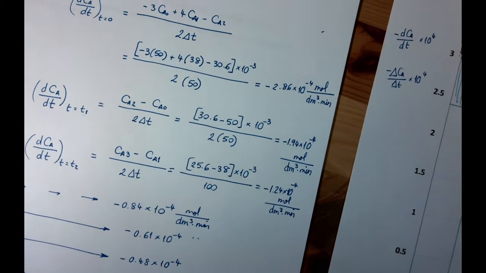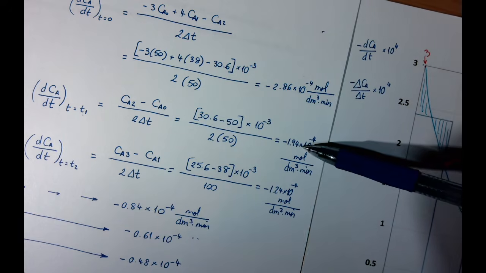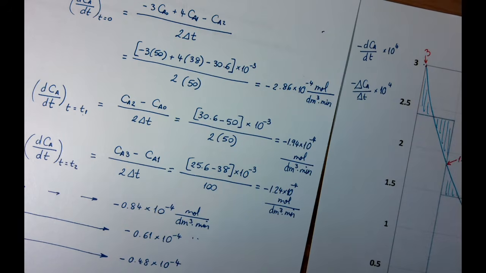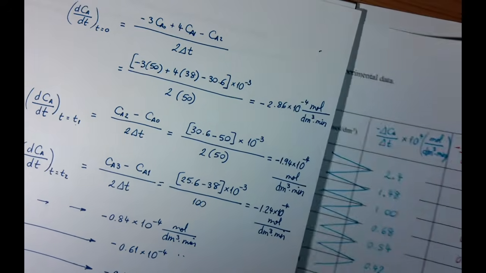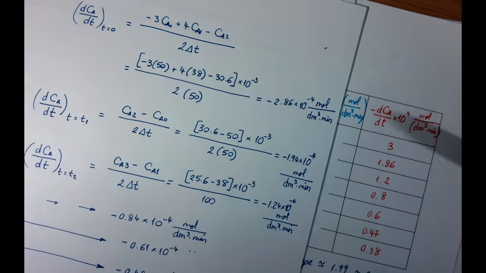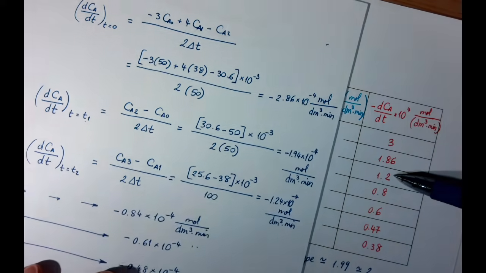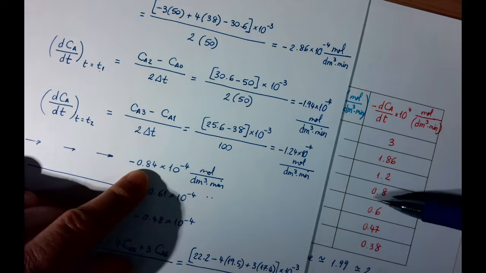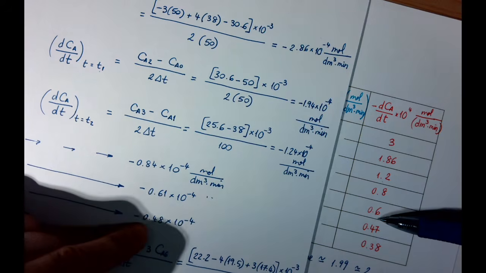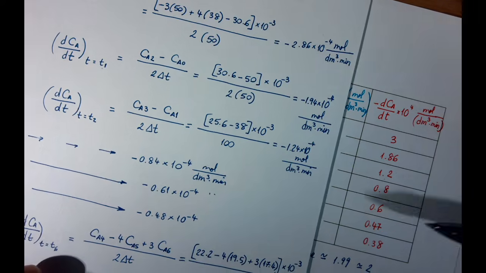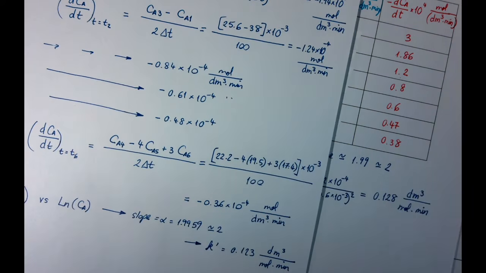So we had 3. The next one was 1.86. Here we get 1.94. Let me bring in the table. That's going to be easier to compare. 1.94, 1.24, 1.2, 0.84. Here we have 0.8, 0.61, 0.6, 0.48, 0.47, and our last point was 0.36, and graphically we got 0.38.